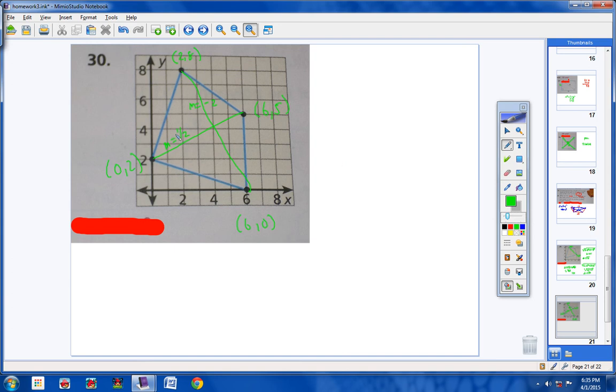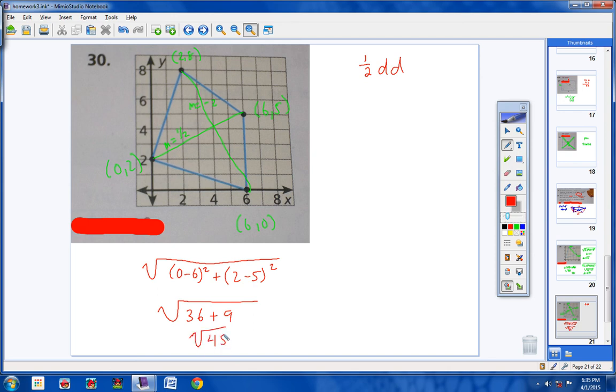So if two diagonals are perpendicular, how do you find their area? Well, remember, 1/2 times diagonal times diagonal. So here we go. Use the distance formula. Let's find the length of this diagonal right here first. X minus x, 0 minus 6 squared plus y minus y, 2 minus 5 quantity squared. That would be 36 plus 9, so the square root of 45. So that would be the length of one diagonal.